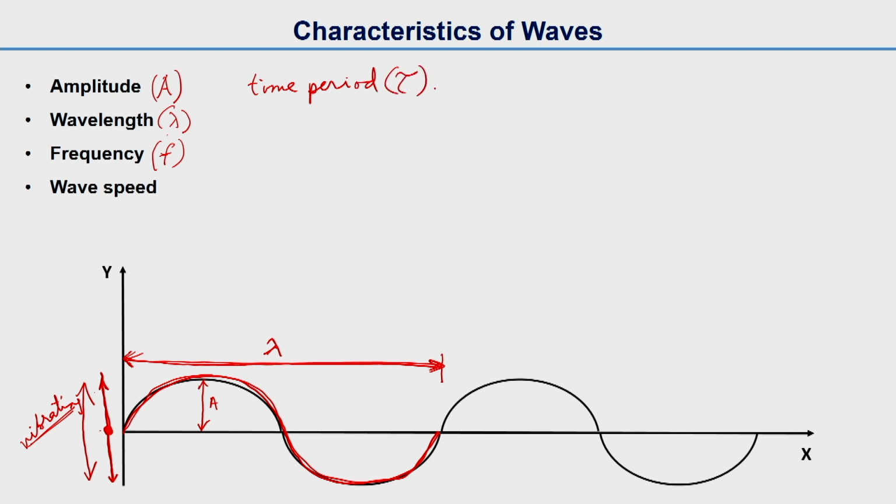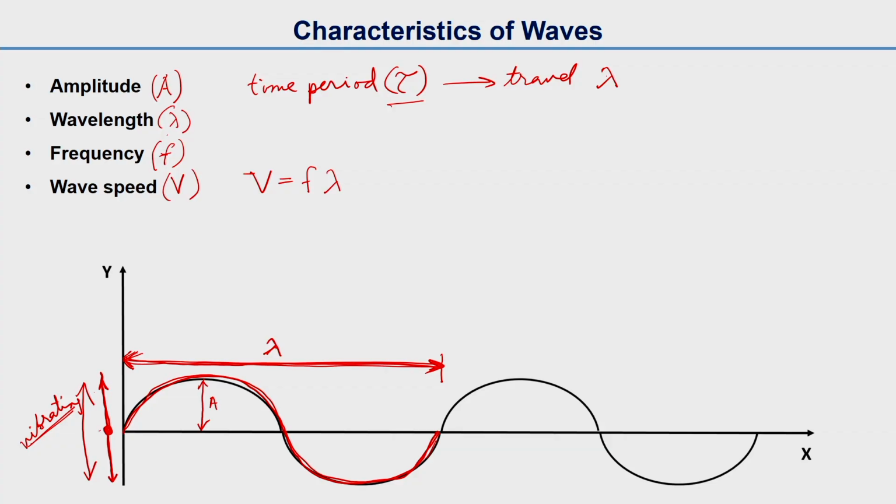Time period tau is the time required for the wave to travel a distance lambda. So the time required to travel this distance, that is lambda, we call the time period tau, and the wave speed capital V is equal to f multiplied by lambda. That is actually the total distance divided by the time required to travel that distance.